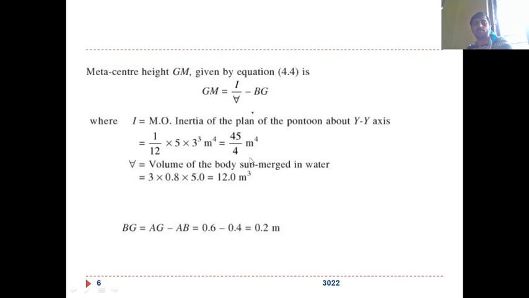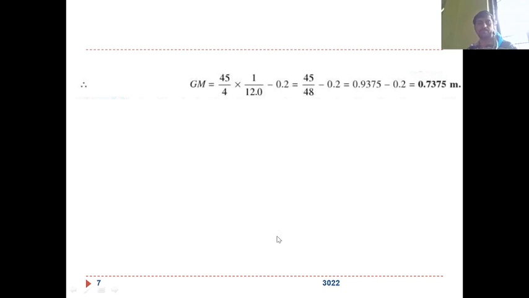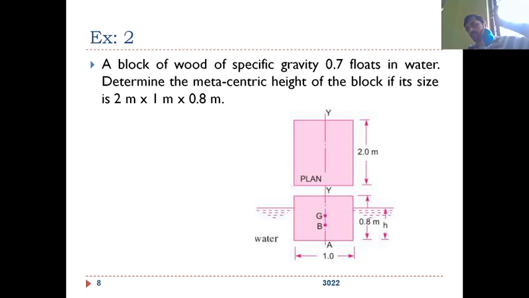Then the volume of the body submerged in water. That is what the stroke over V represents. The volume you can calculate as we have done in the previous problems on buoyancy. Then you can evaluate BG to be 0.2 meters. Therefore, GM is evaluated to be 0.7375 meters. The metacentric height is 0.7375 meters.